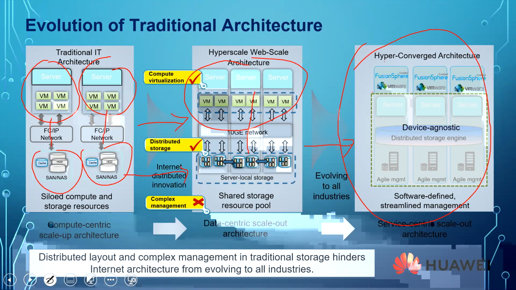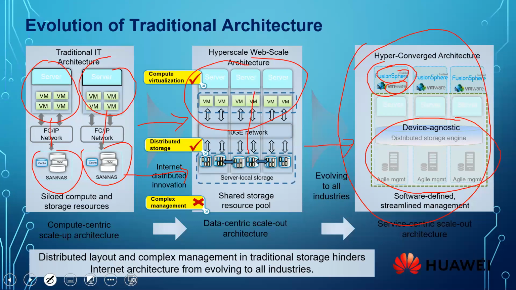Huawei can support FusionSphere and VMware as well. You can use VMware as a hypervisor or FusionSphere. But we cannot use vSAN for the distributed storage. For distributed storage, we have to use FusionStorage. Now the technology is going towards the HCI architecture.